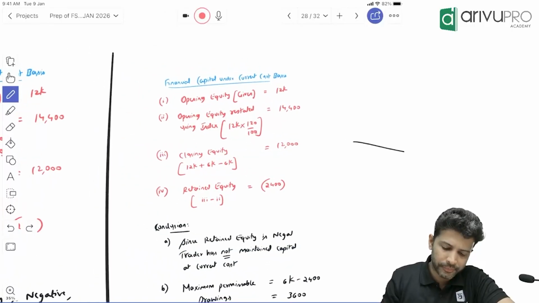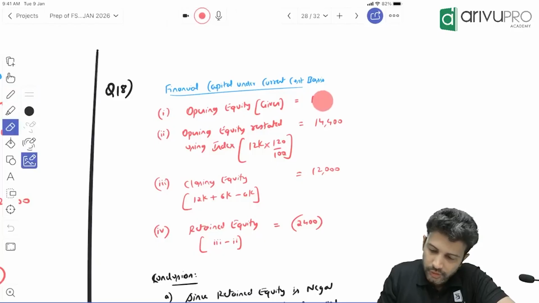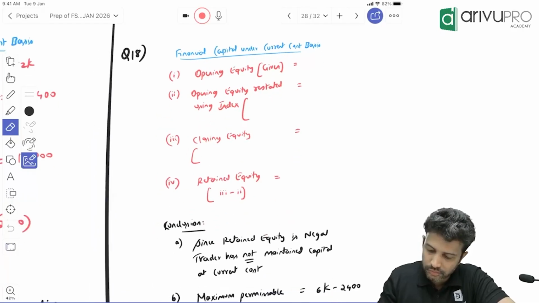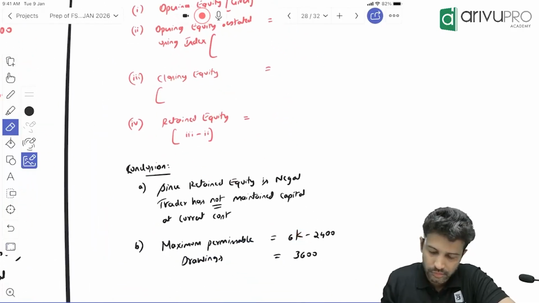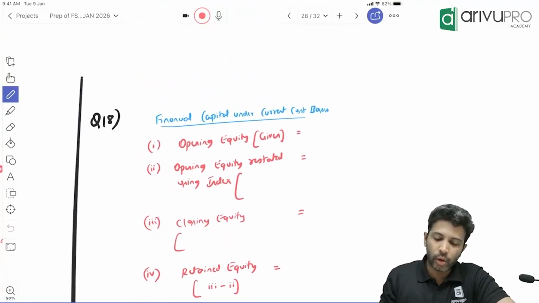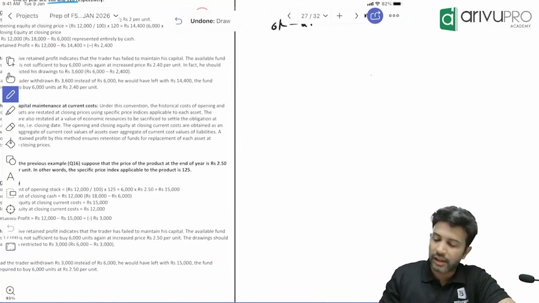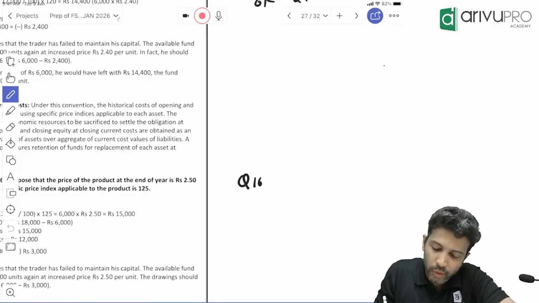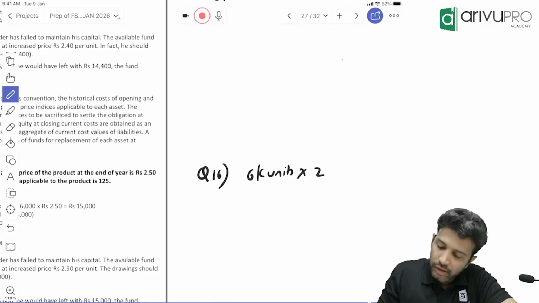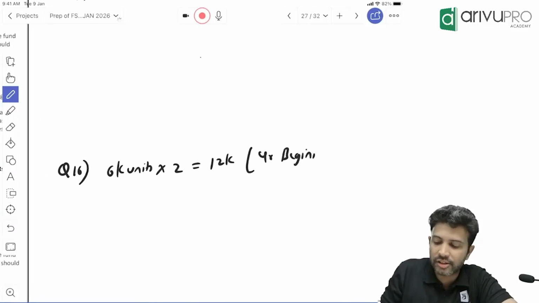Next is question number 18. All right, people, this we can do together. Question number 18 has the same data as the previous example. First we will write what we did in question number 16. 6,000 units we purchased by paying 2 rupees, so the total is 12,000. This happened at year beginning. That's all the data.